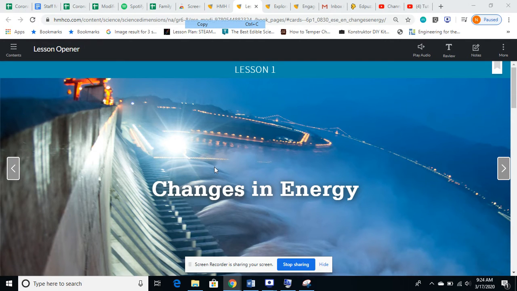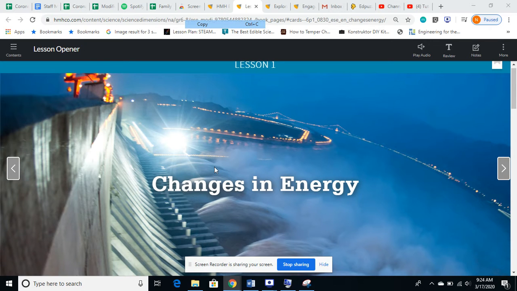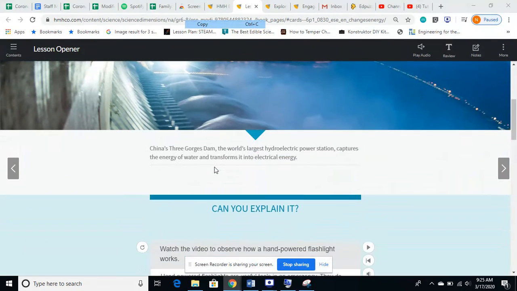So we're going to be talking about changes in energy. This is the next lesson we would have been talking about. We are going to be looking at different types of potential and kinetic energy, and then different versions of that. Again, when we get back, hopefully sooner rather than later, we will then apply this knowledge to create some pretty cool inventions and ways to conduct electricity.